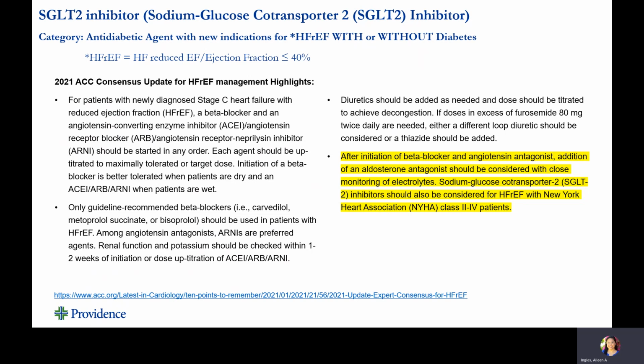Patients can also be on diuretics, but just have to be cautious because SGLT2 inhibitors also have an action of diuresis and can also cause hypotension. So we'll discuss further as far as the mechanism of action.